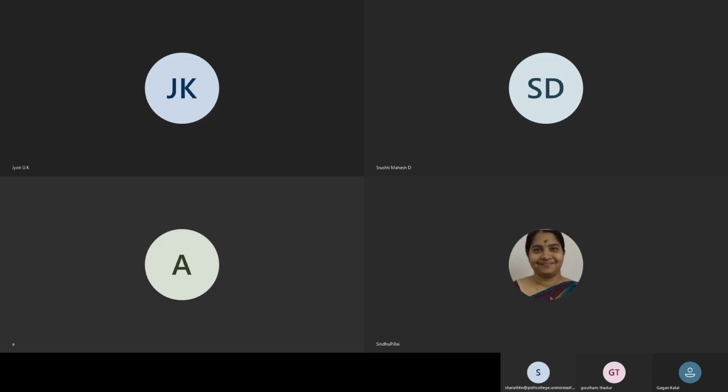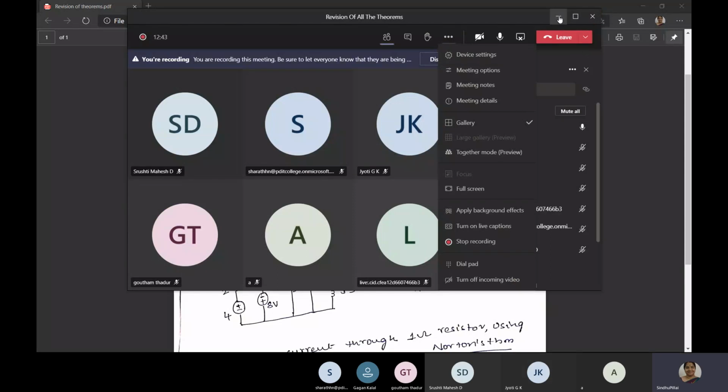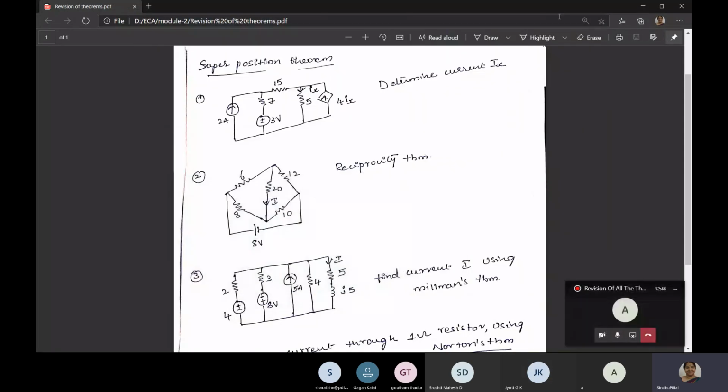We are having nearly 6 theorems to study in the second module, which depends upon the mesh and node analysis. Hope you can see the screen.